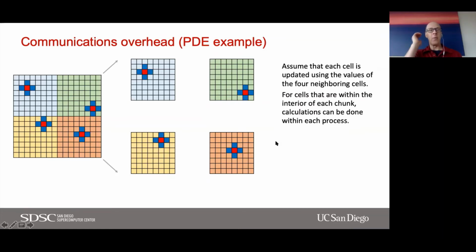Now, normally when we solve these systems of PDEs, it involves a communication pattern where each cell is going to be updated using the values of the 4 neighboring cells. So I've highlighted one in each of those 4 domains. Each cell in red, when we want to update the value, is going to need the values from the 4 cells, essentially up, down, left, and right. And for cells that are within the interior of a chunk, you can see that we don't need to do any communications. Each of these processes can execute independently.